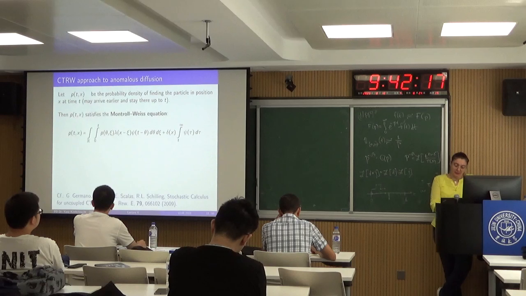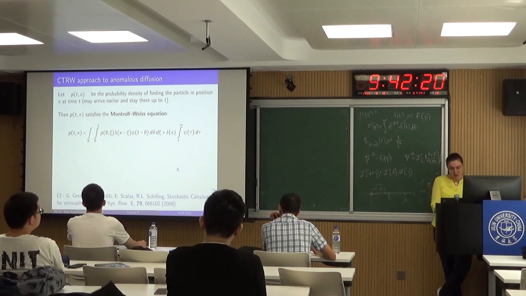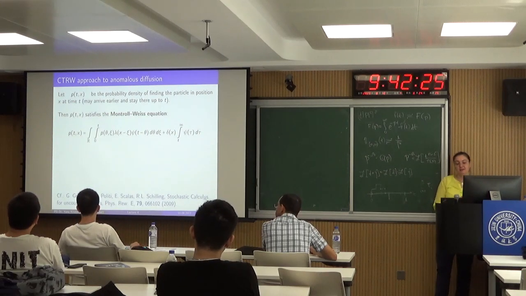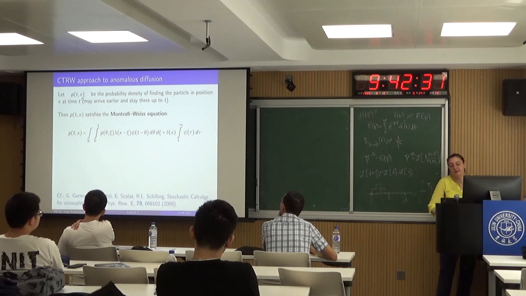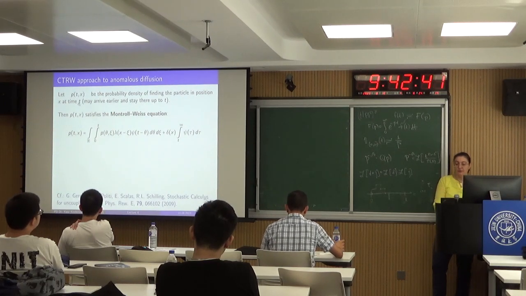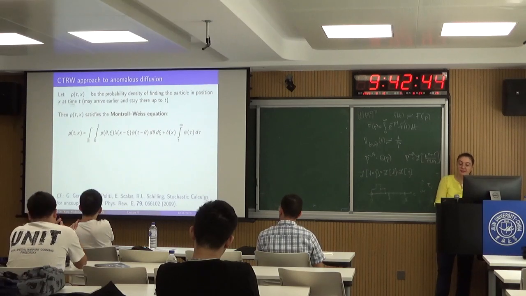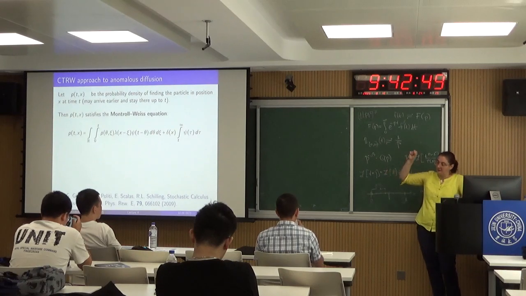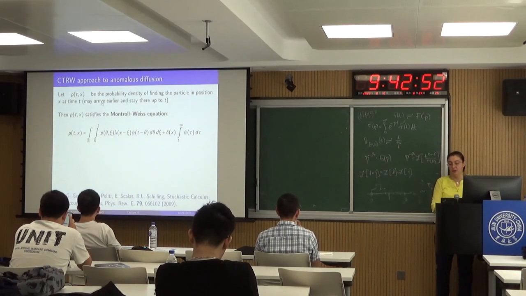So the first result, obtained by Montroll and Weiss many years ago, is the following: the probability density function p(t,x), probability density function of finding the particle in the position x at time t, satisfies the following Montroll-Weiss equation. So position of particle is x at time t does not mean that we jump exactly at x at time t. It means that we may arrive at x earlier and stay there up to time t.